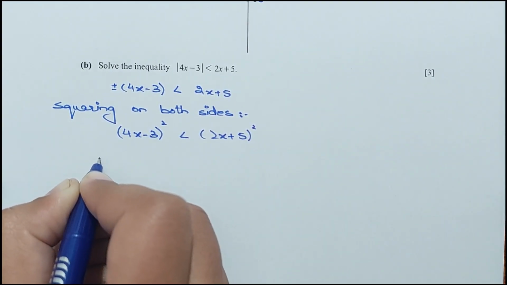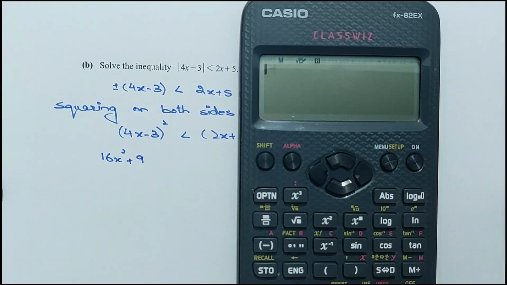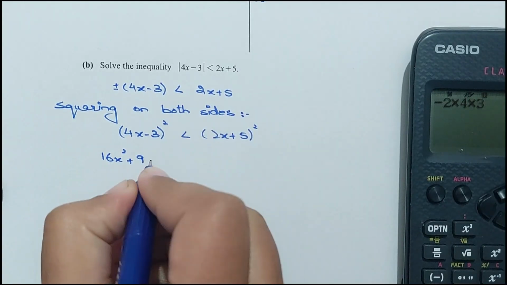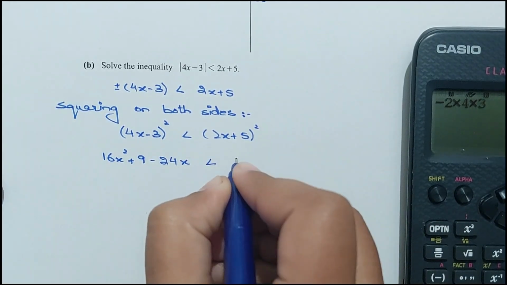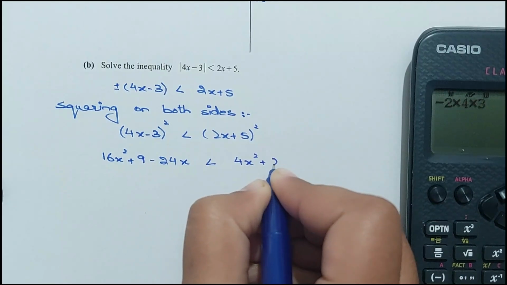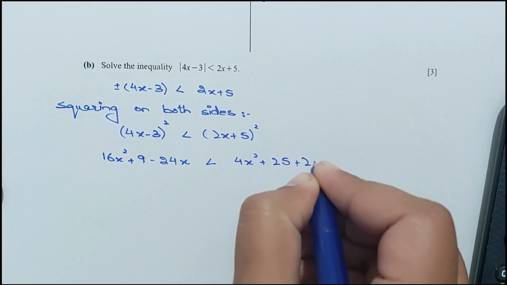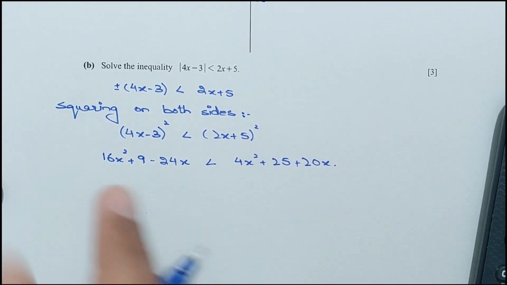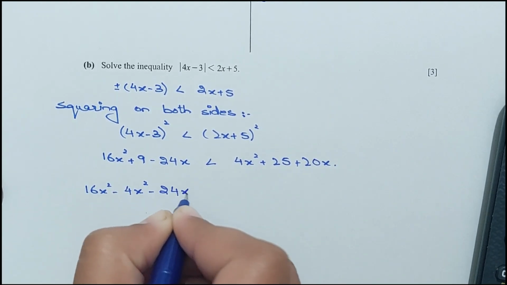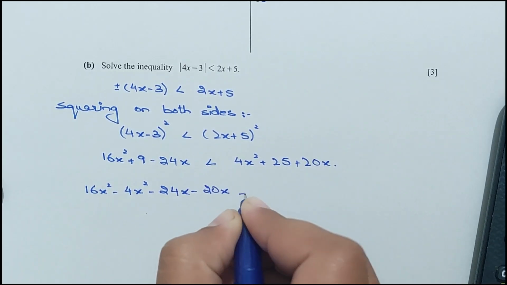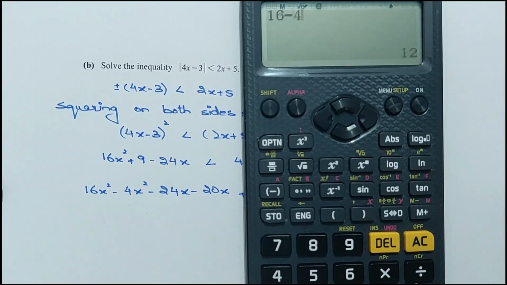So we have 4 square would be 16x square plus 9 minus 2ab. So minus 2 times 4 times 3, which is minus 24x. This is less than, we have 2 square is 4x square, 5 square is 25, plus 2ab, 2 times 2 times 5, which is 20x. Right, now let me shift all the terms to the left side. So this should be 16x square minus 4x square minus 24x minus 20x and plus 9 and minus 25. This is less than 0, right? 16 take away 4 is 12x square.